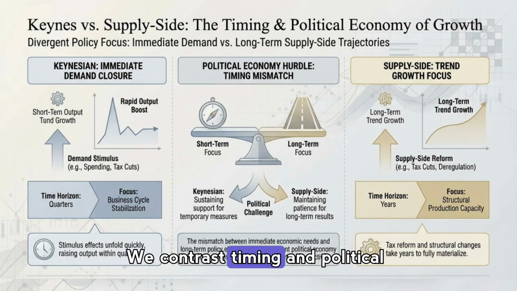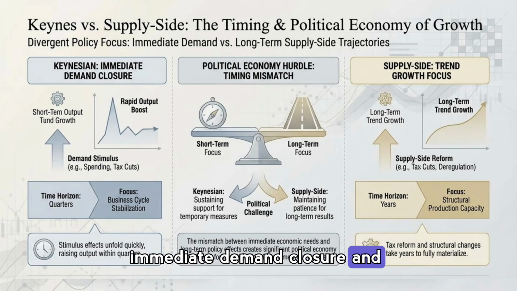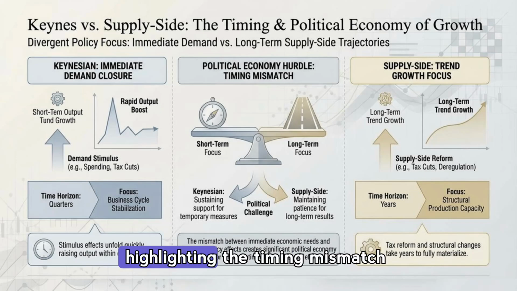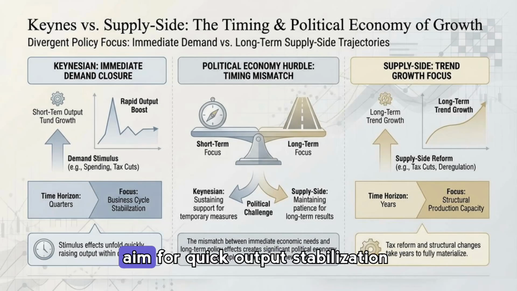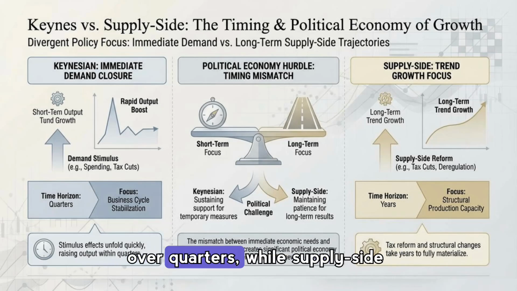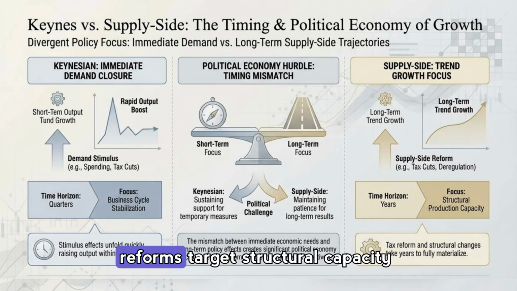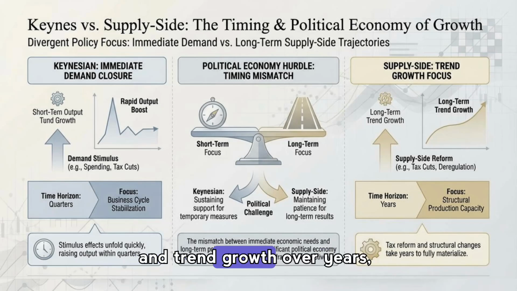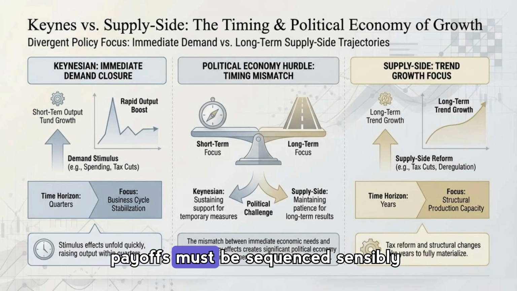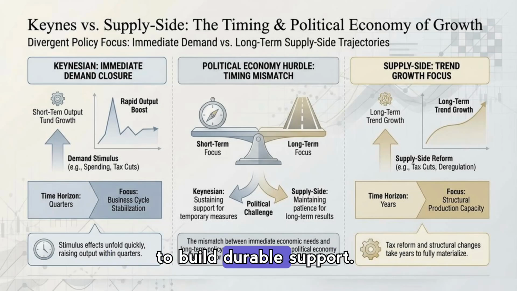We contrast timing and political economy trade-offs between immediate demand closure and long-term supply reforms, highlighting the timing mismatch policymakers face. Keynesian tools aim for quick output stabilization over quarters, while supply-side reforms target structural capacity and trend growth over years, creating a political hurdle where short-term needs and long-term payoffs must be sequenced sensibly to build durable support.